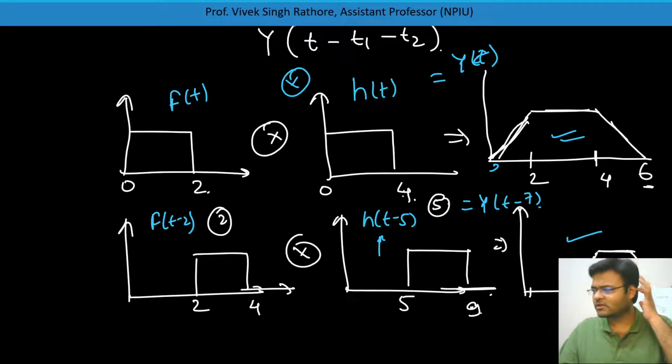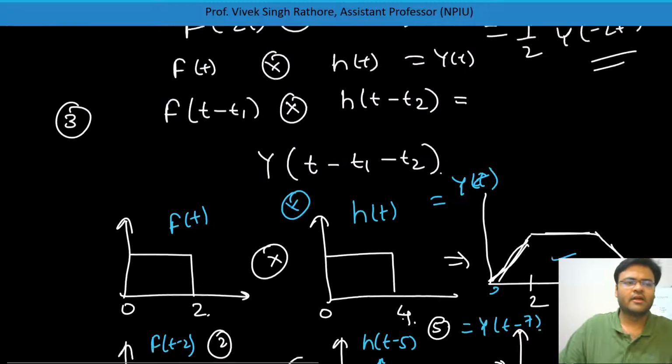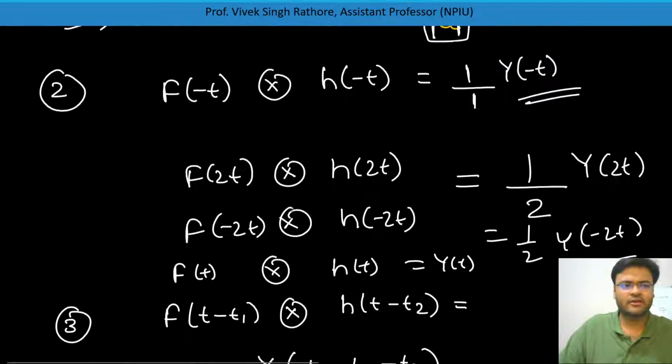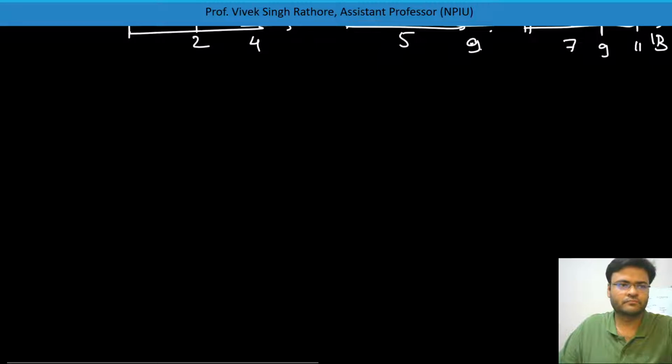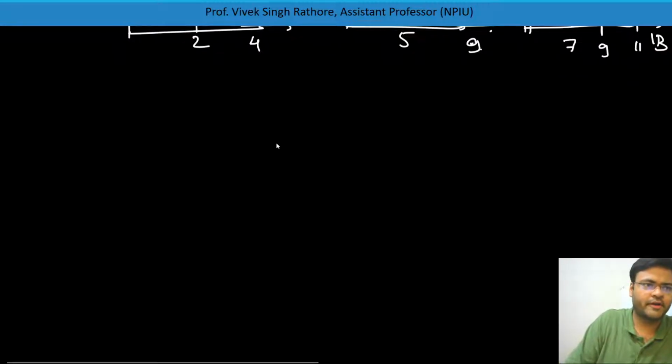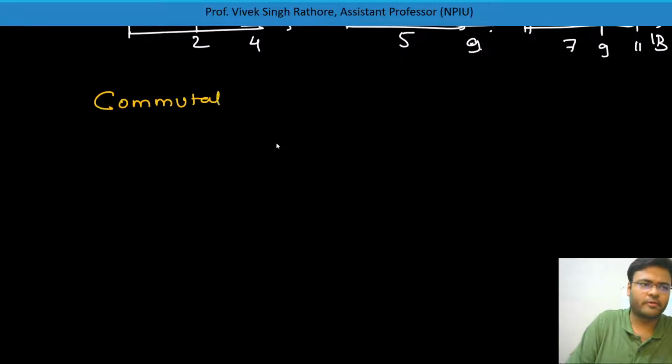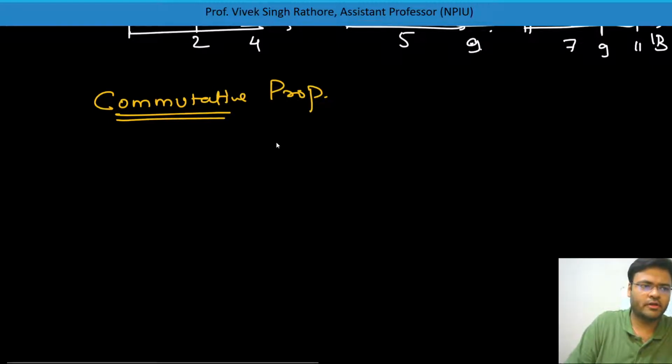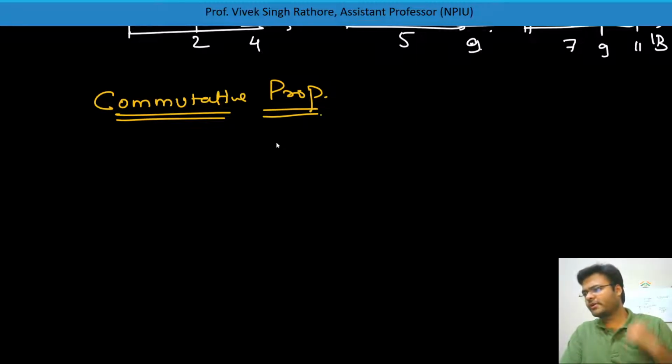So definitely from this time shifting property also you can solve many questions like this. So this is the third property which I was telling, after time scaling and then time reversal. Now we'll see some other properties, like what are commutative, associative and distributive properties. So we'll talk about the commutative property first. Actually, what does commutative property mean?